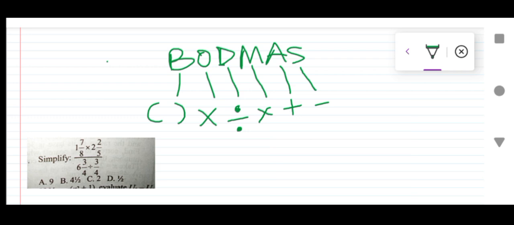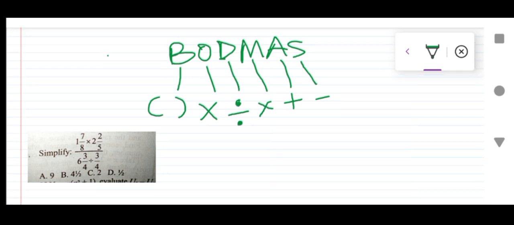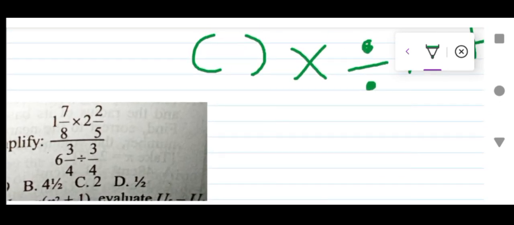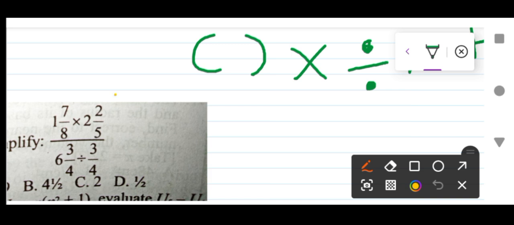This question looks very hard, but guess what? You are having the solution in a very simple manner. Now this question says simplify. You have the numerator right here: 1 whole number 7 over 8 times 2 whole number 2 over 5 divided by 6 whole number 3 over 4 divided by 3 over 4.